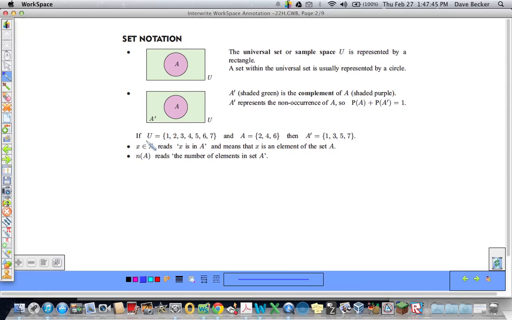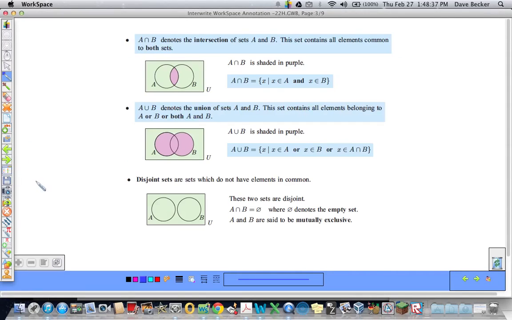So if the universal set were the integers 1 through 7, including 1 and 7, and we said set A was 2, 4, and 6, then A naught would be 1, 3, 5, 7, and our Venn diagram could look like this. Right? 2, 4, and 6 inside, A naught outside. How does this read? X is in A. I prefer that X is an element of the set A because the E reminds me that those things that are in a set are elements, and it looks sort of like an E. N of A reads the number of elements in set A. So for this set A, N of A is equal to 3 because there are uno, dos, tres, 3 members of the set A. Onward we go.